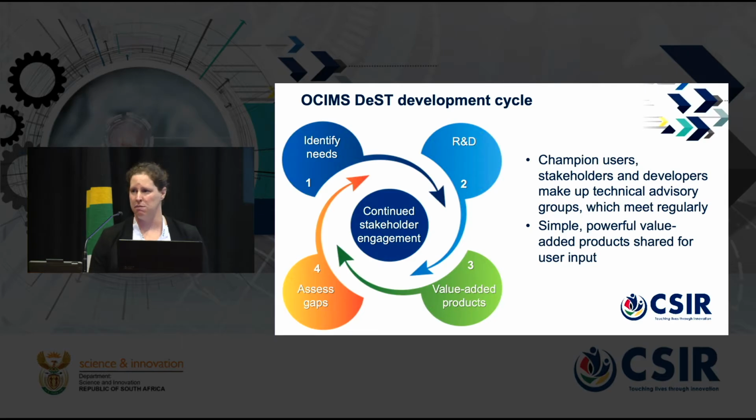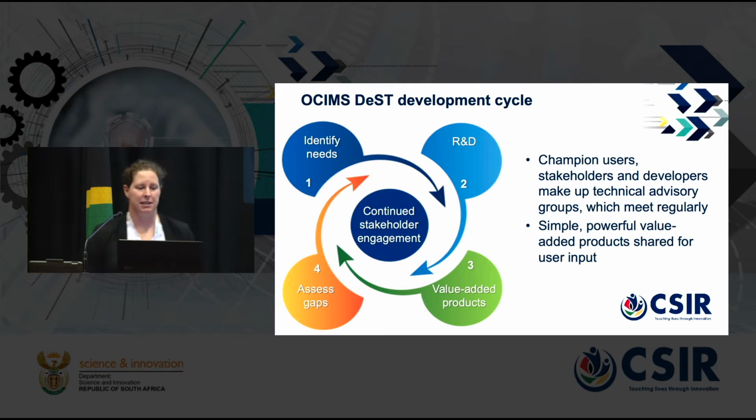So in terms of the decision support tool development cycle, we work together with champion users. These might be people in the industry that have a vested interest in trying to make this tool work. And they help us to identify the specific needs and decisions that they need to make on a daily basis. We then research and develop the most appropriate products that could be helpful to them and provide these as value-added products to them so that they can assess the usefulness. And it forms a circular iterative system with the stakeholder engagement at the center.